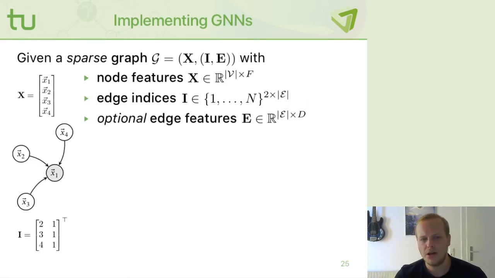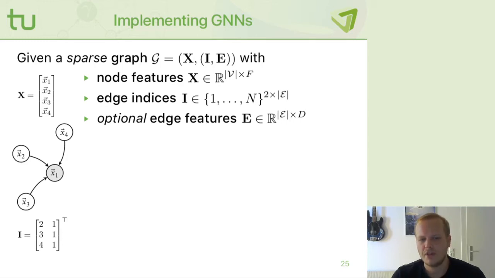Okay, so consider that we are given a graph and that the representation of this graph is sparse. This graph is defined by a node feature matrix X, which holds the node features for the nodes in our graph. The graph is further defined by its edge indices, I, which store for each edge its source and target node index. This edge index format has a shape of 2 times the number of edges. Furthermore, we may be given optional edge features that store a feature vector for all the edges in our graph.